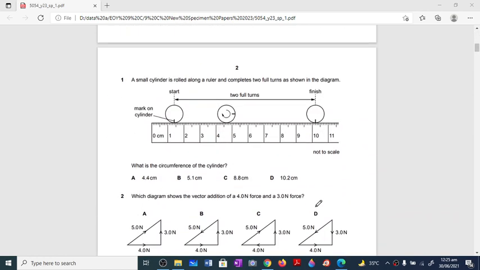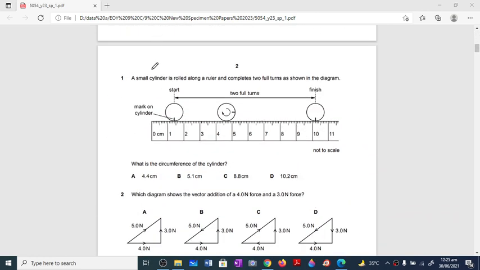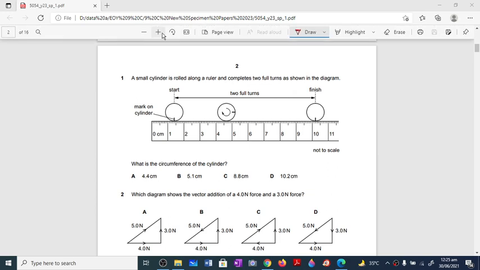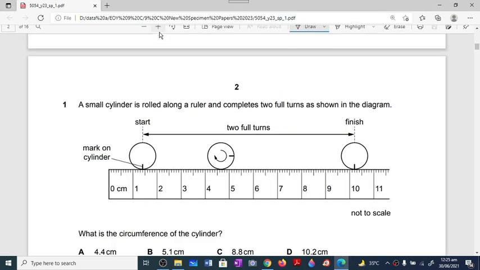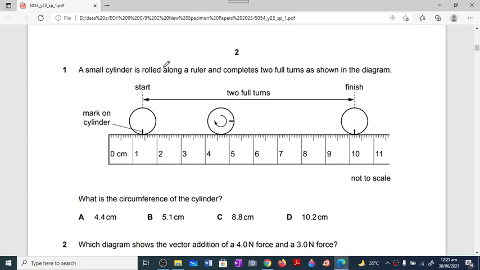So for question number 1, a small cylinder is rolled along a ruler and it completes two full turns as shown in the diagram. So what is the circumference of the cylinder? So this is required, what is this distance? This is the circumference of the circle. Now it starts from this position and then it ends at this position and it will take two full turns.